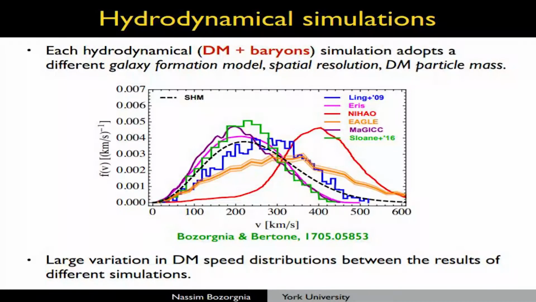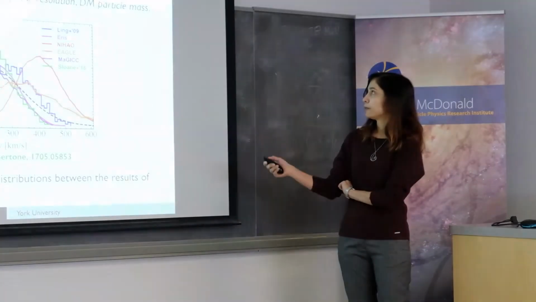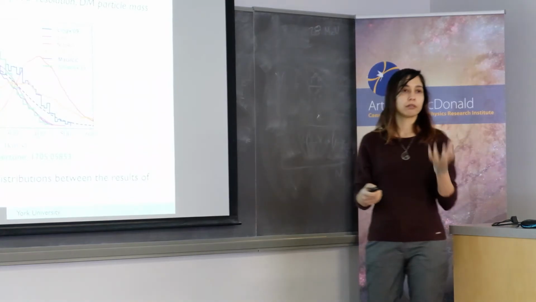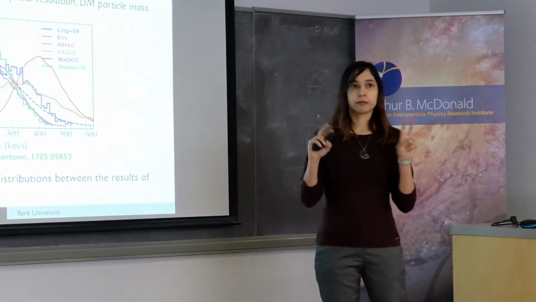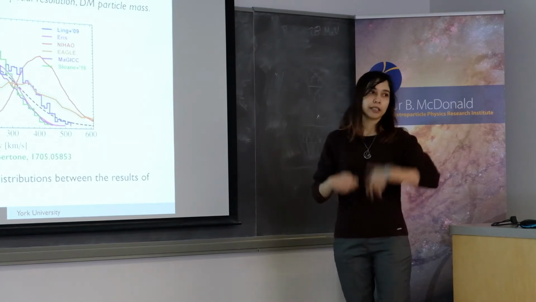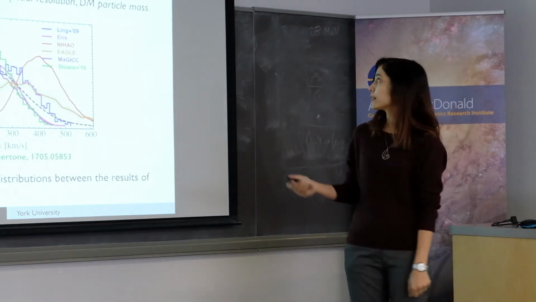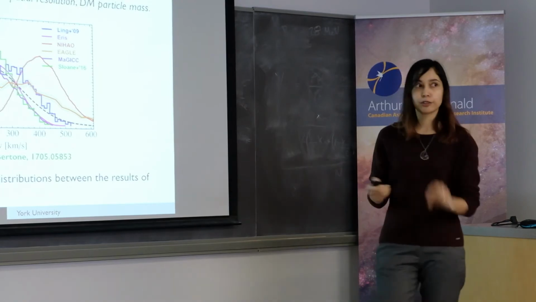And so in this plot, which is quite busy, I'm putting together all the different velocity distributions that we have from different simulations, which now include all these astrophysical processes. These are dark matter plus baryon simulations, but they have different galaxy formation models, different spatial resolution, and a different dark matter particle mass, or the smallest size of what are called particles in these simulations, which are 10 to the 6 or 10 to the 5 solar masses. So the resolutions are different.